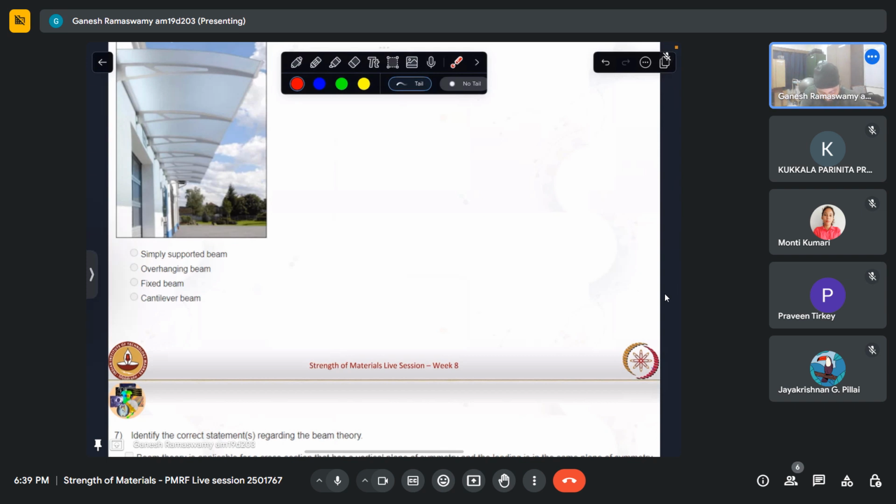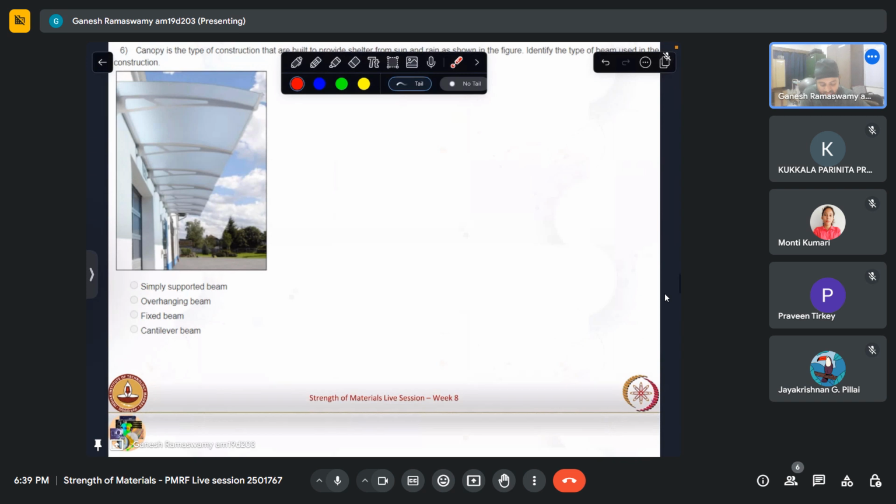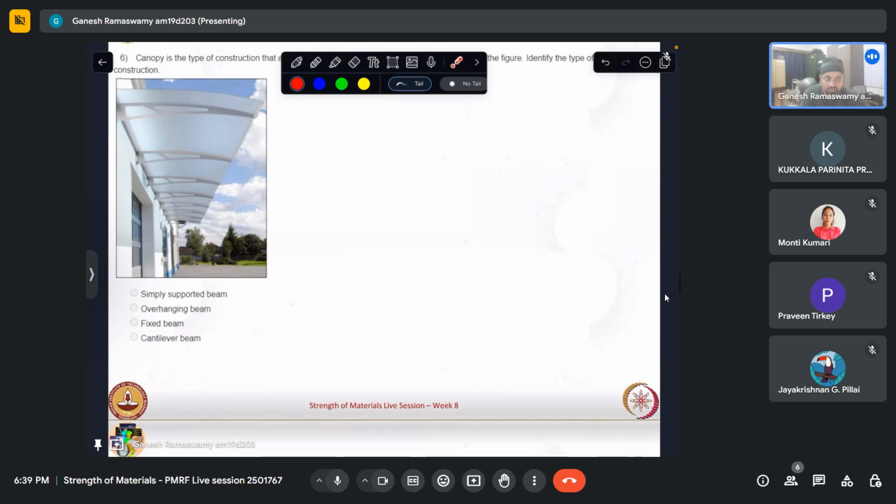We just have to identify whether it is a simply supported beam, an overhanging beam, a fixed beam, or a cantilever beam. Here we can clearly make out it's not a simply supported beam. Whether it is a fixed beam or a cantilever beam: a fixed beam is fixed at both ends, that is how we name it. So it is not a fixed beam. But one might argue that this is an overhanging beam. Why do we not call it an overhanging beam?